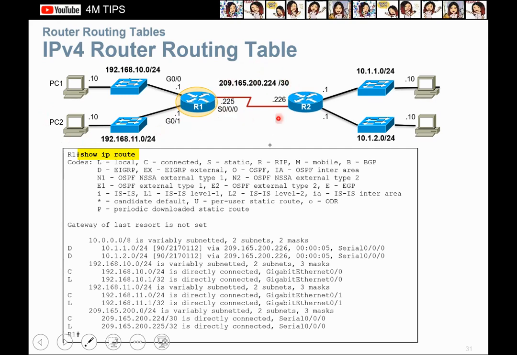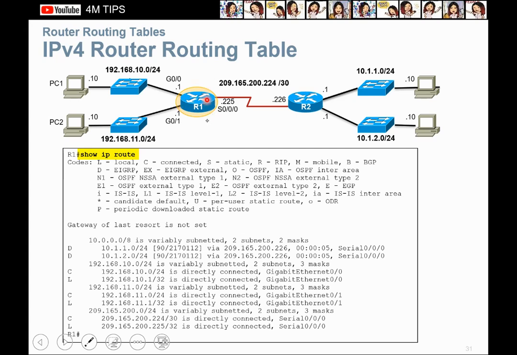Now, router 1 is directly connected to this network, 209.165.200.224/30. That's why you have another C here. 209.165.200.224/30 is directly connected to your serial 0/0/0, which is here. Okay, so that is how you interpret the Cs in router 1.